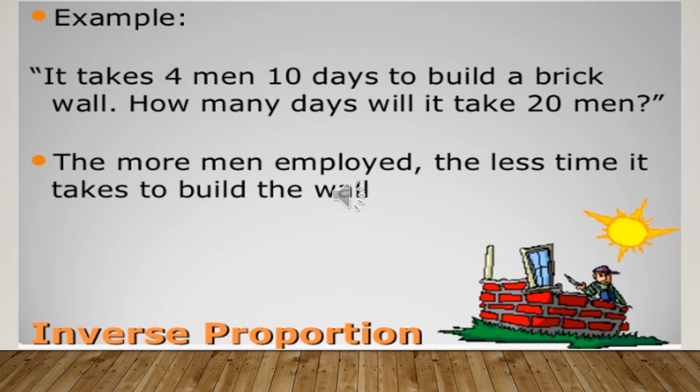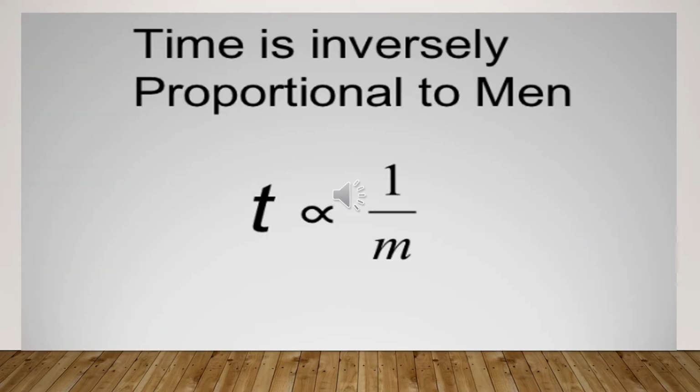It means that if we are increasing the number of men, the time that it requires to build a brick wall will decrease. One quantity is increasing, the other quantity is decreasing. So time is inversely proportional to men. It means that T is proportional to 1 upon m. When you replace the sign of proportionality, you will get a constant in front, meaning instead of 1 you will have a constant over there.